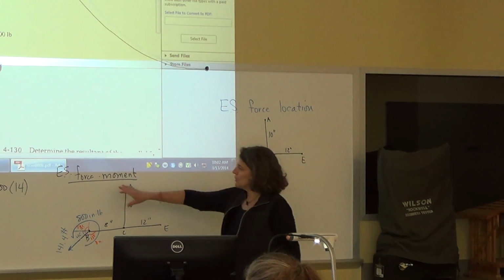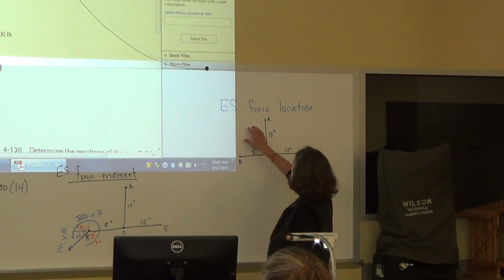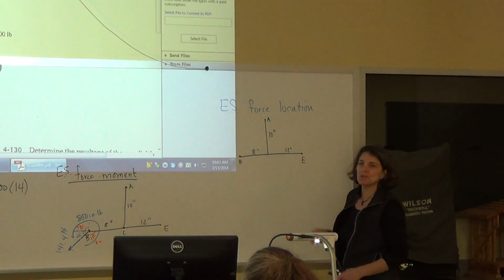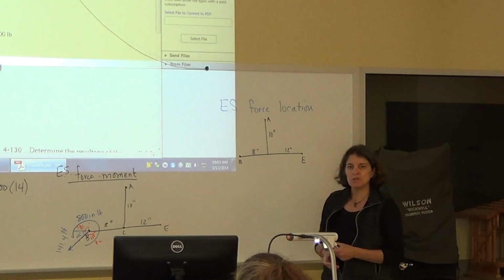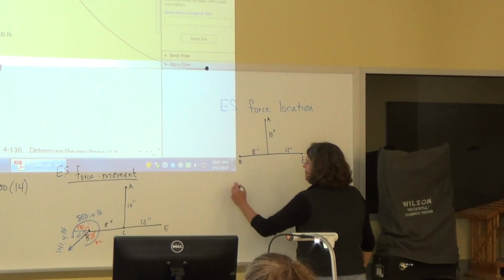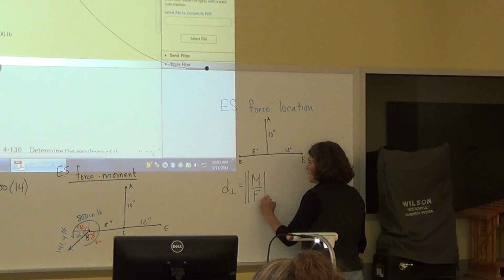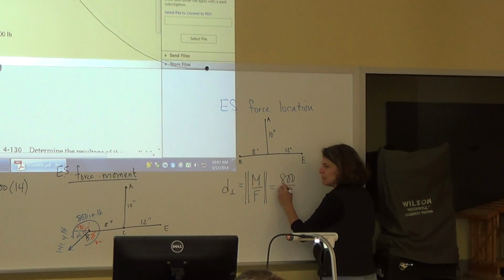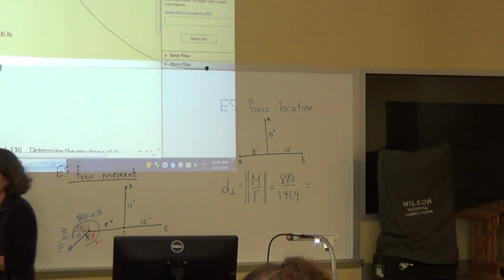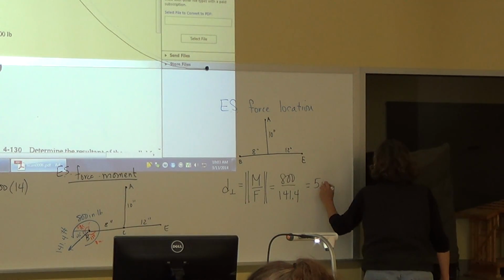So here they wanted an equivalent system that was a force moment, and you drew the force and moment at that point. But now they only want one force. They want an equivalent system that's one force at a certain distance. So what should we do? Jill? Right. So we know the perpendicular distance is equal to the absolute value of the moment divided by the force. The moment's 800. The force is 141.4. And what's the perpendicular distance come out to be? 5.7 inches.